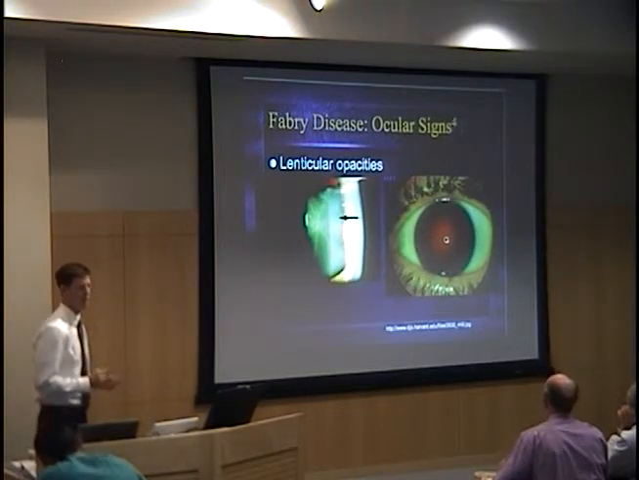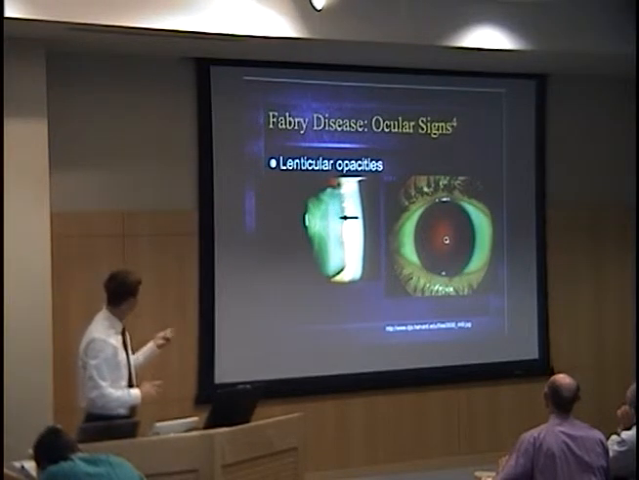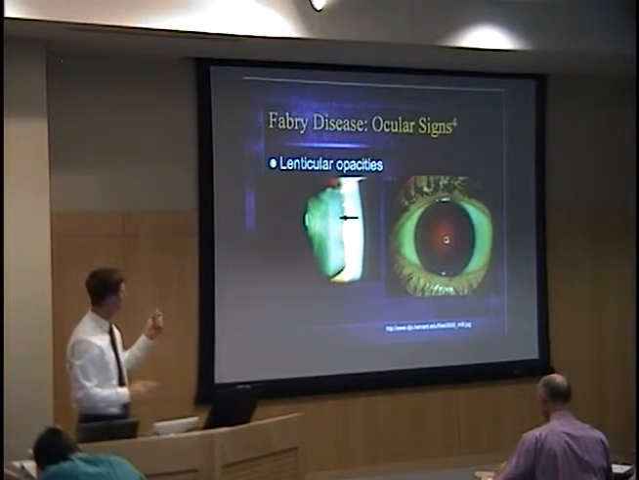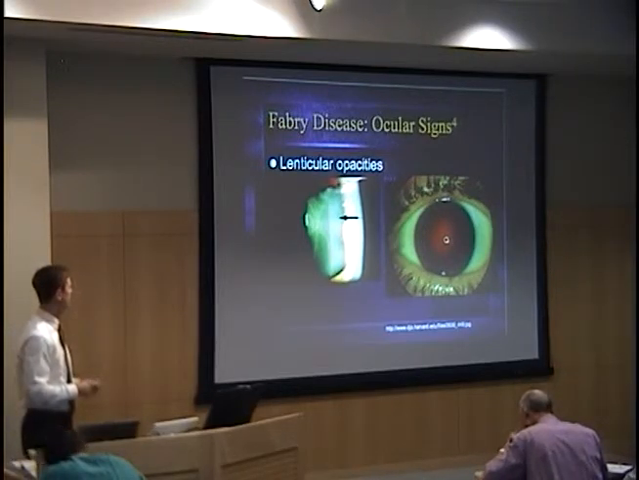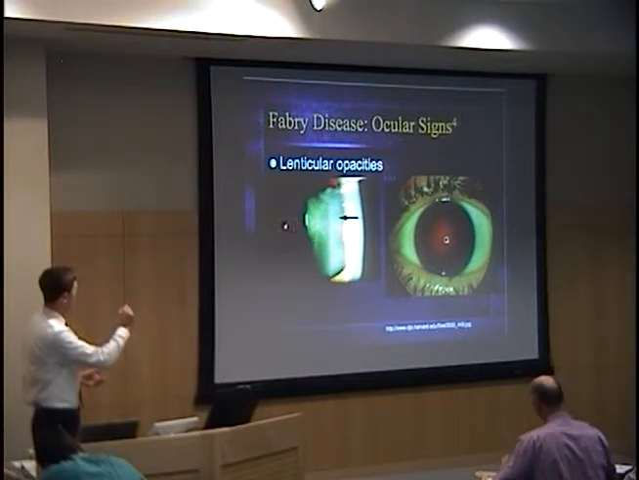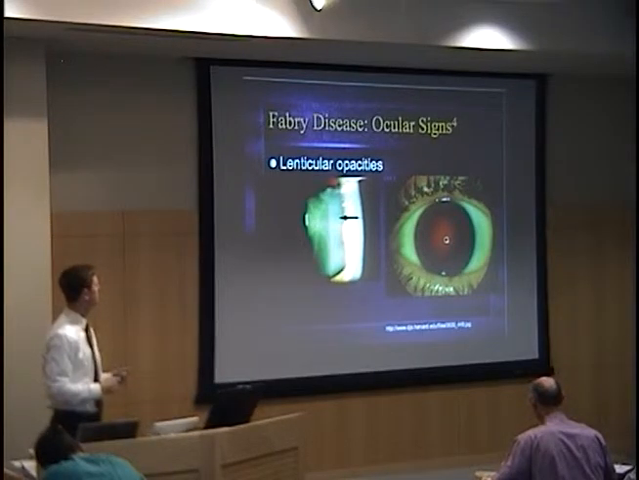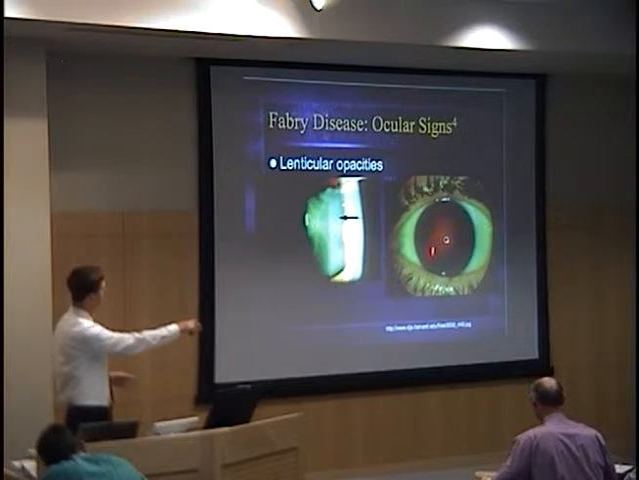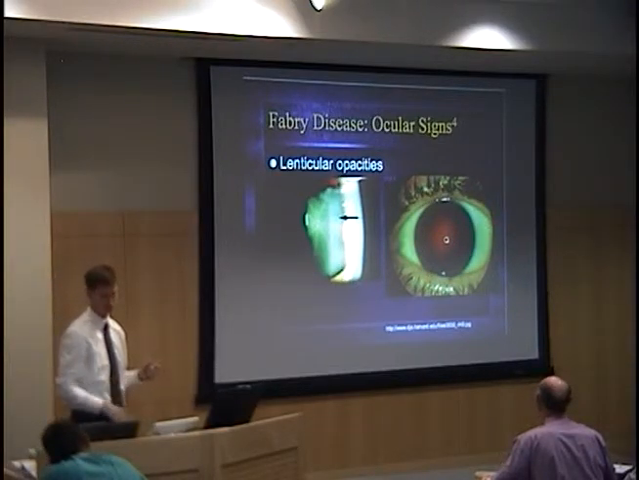Here you can see the classic lenticular opacities. This cataract on the right side, this is the classic Fabry cataract, and it's a posterior cataract, stellate or spoke-like in appearance. However, this is only seen in between 10 and 20% of Fabry patients. This is much more common. This is an anterior cataract. Both are caused by deposition of the GL3 material.